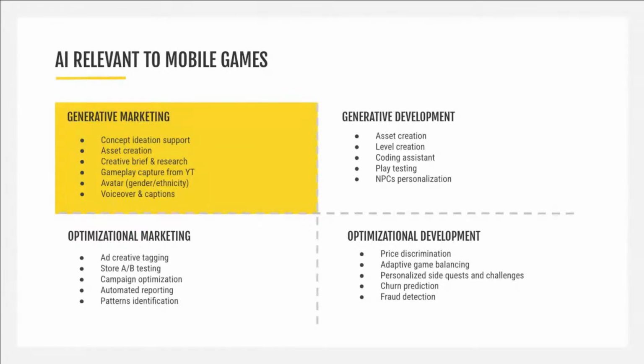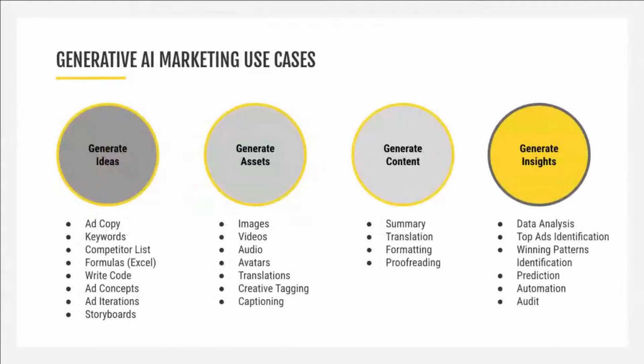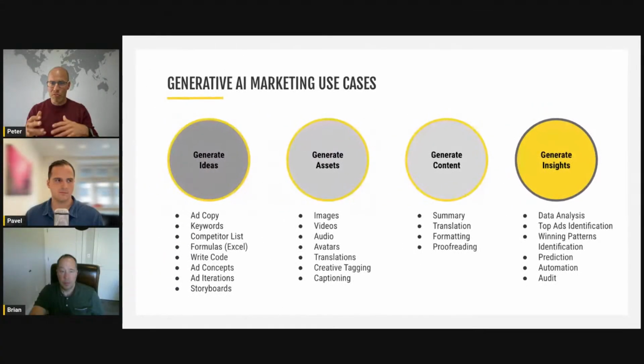Generating ideas, then generating assets, generating content, and generating insights. Most of us use AI for ideation, refining copy. We will speak today about iterations. There's really an amazing use case for AI. Brian has some awesome examples of how to do it effectively and increase the diversity of ad creatives.